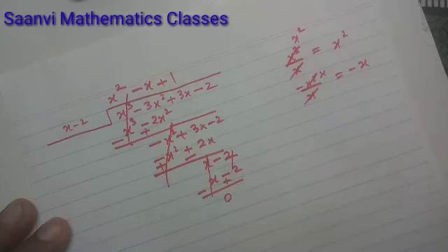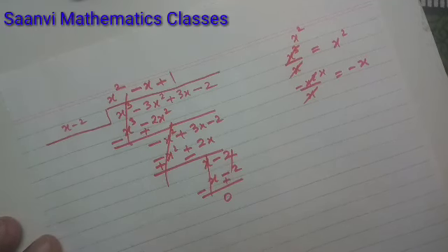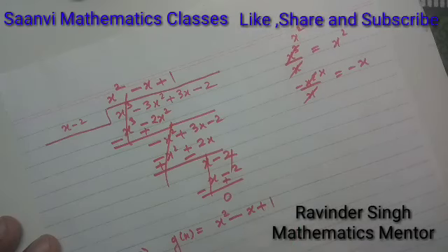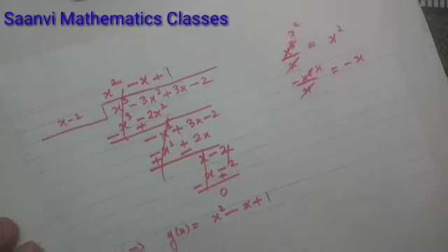Okay. So what is my g of x? This implies my g of x is nothing but x square minus x plus 1. Hope you have understood this question.